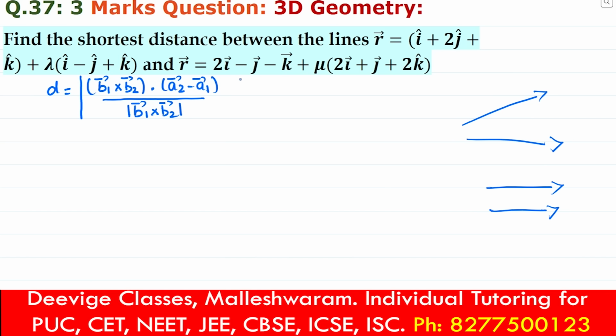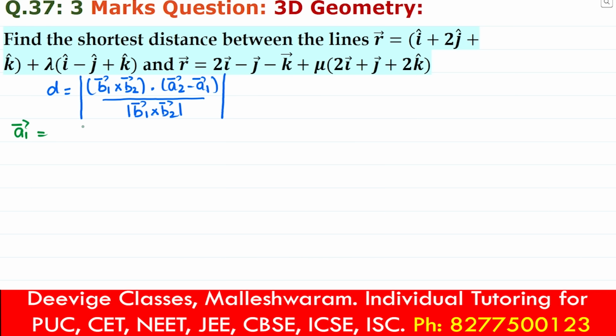Hence, distance is always positive. Okay. So, observe the equation. In the first equation, first line, i + 2j + k is a1 and i − j + k is b1. Similarly, here 2i − j − k is a2 and 2i + j + 2k is b2. Write down the given vectors.